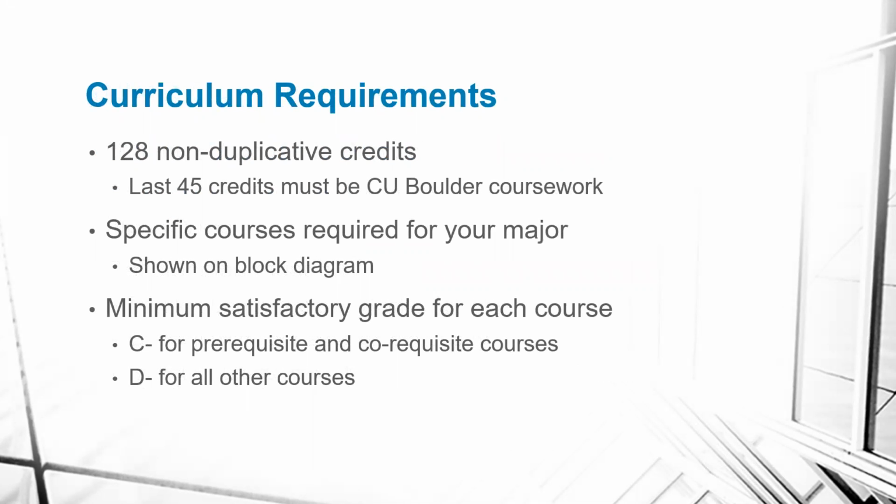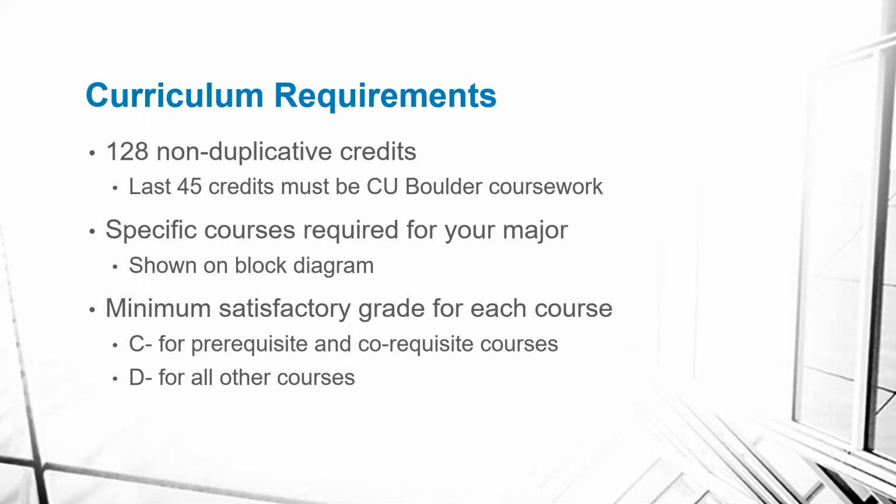Once you get to CU Boulder, you have specific curriculum requirements, which basically means the classes that you need to take to graduate with a degree in your major. Your degree consists of 128 non-duplicative credits. And non-duplicative means, for example, if you have AP credit for Calculus 1, and then you decide to take Calculus 1 at CU Boulder, you can't count both of those toward your degree. So they need to be unique credits.